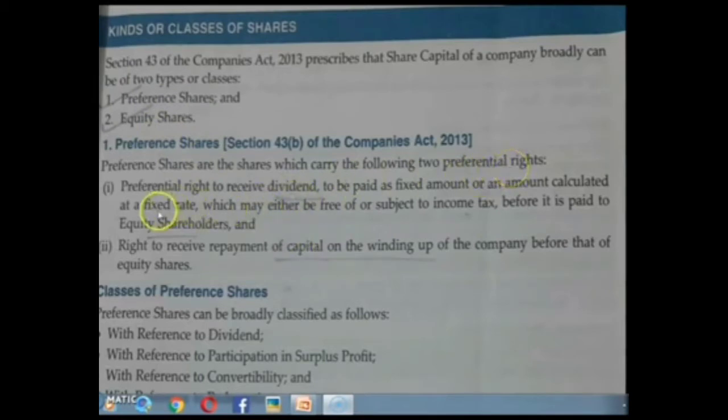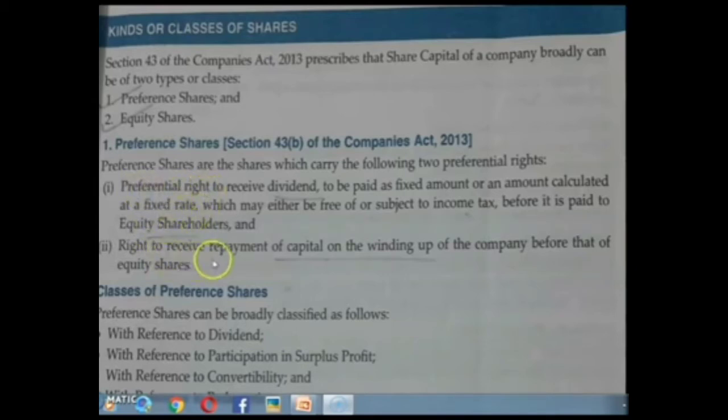The first privilege is that preference shareholders get the dividend first. What is dividend? Dividend is the profit amount that a company shares with its shareholders. A preference shareholder receives it in a fixed amount or at a calculated fixed rate. The important thing is they get this dividend before it is paid to equity shareholders. That is the privilege given to the preference shareholders.